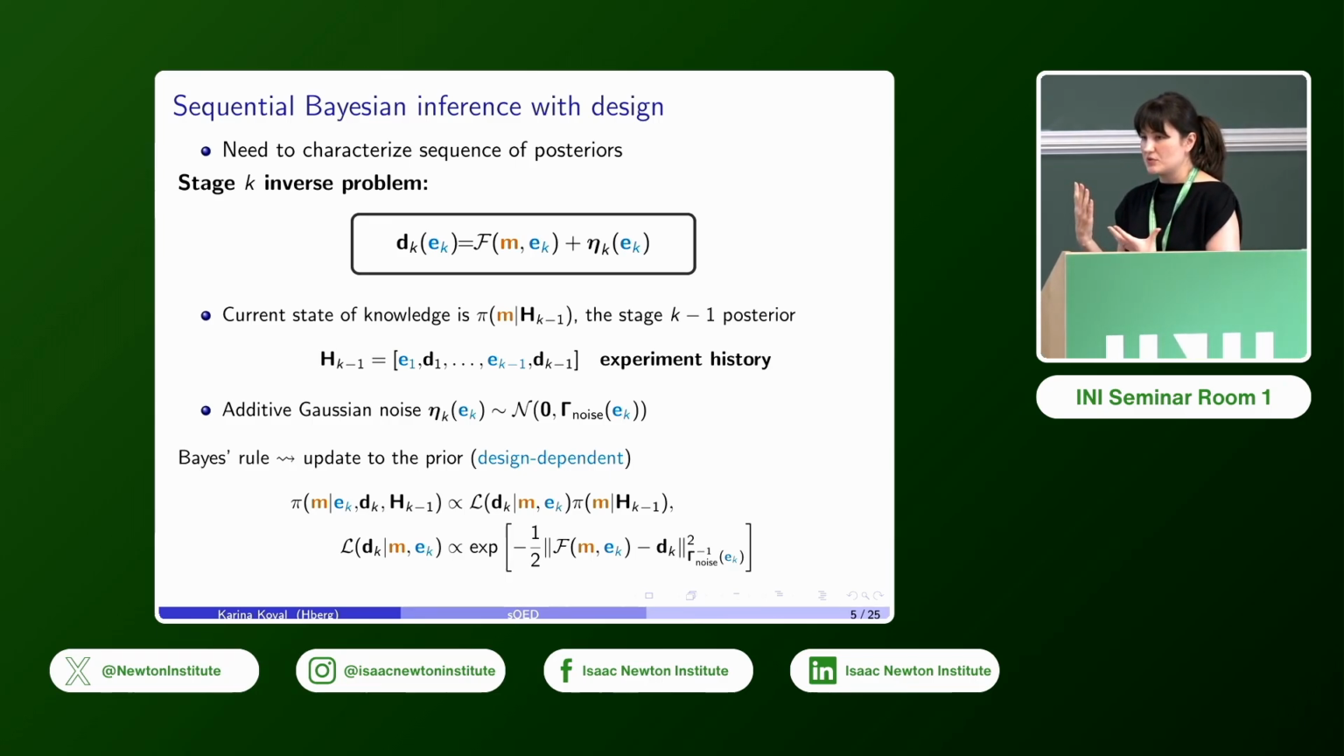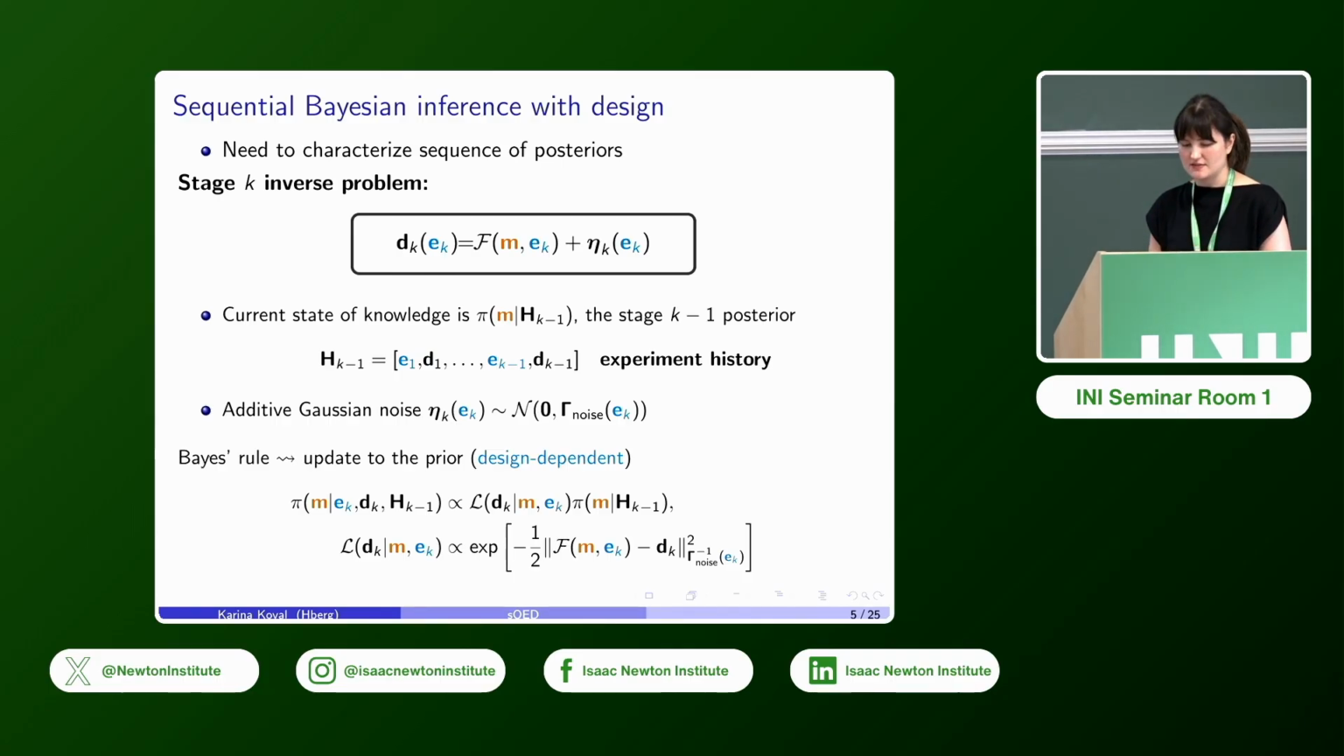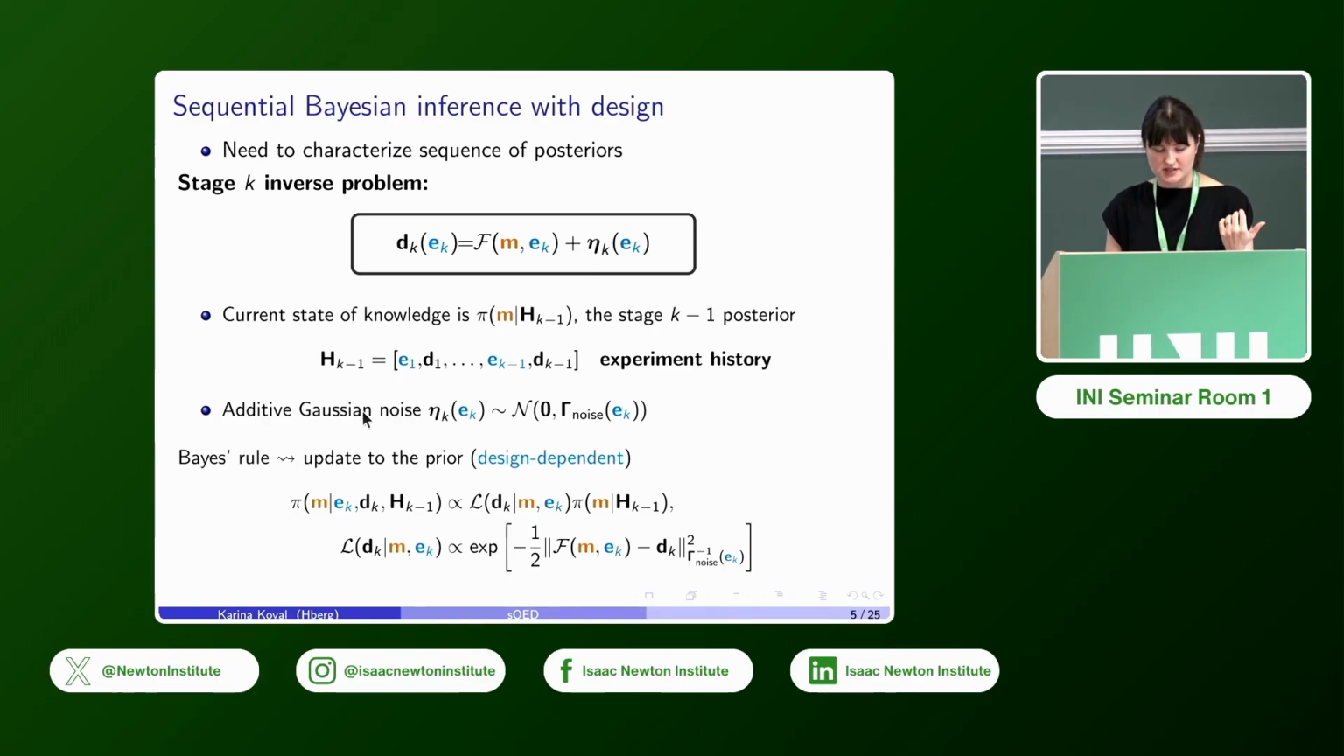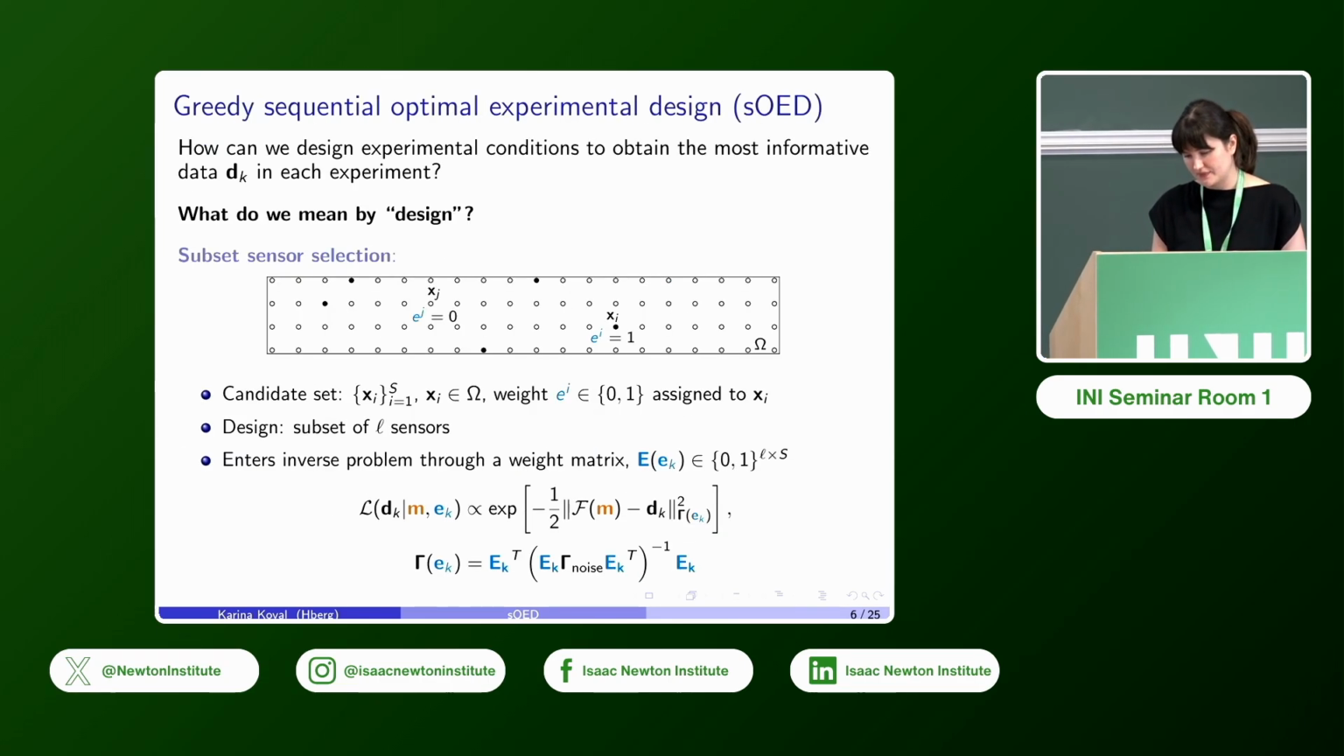And at stage K, we've already observed K-1 sets of data. So our current state of knowledge, our stage K prior, is actually our previous stage K-1 posterior. So here I've introduced this experiment history vector. And Bayes' rule once again allows us to update between adjacent posteriors. Our stage K posterior is still proportional to this design-dependent likelihood. It's just now our stage K prior is the previous posterior.